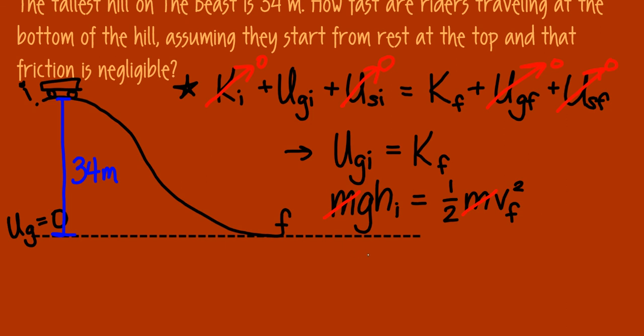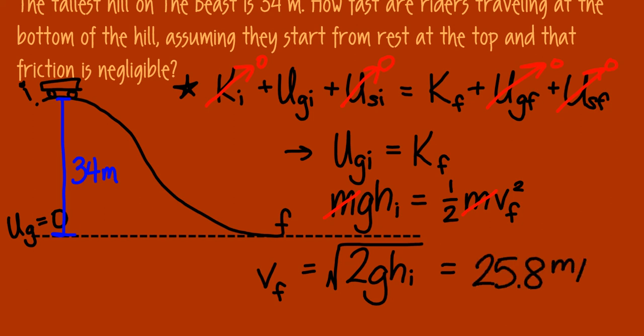Velocity is the thing I'm looking for, so to solve for velocity, I'll multiply both sides by 2, and then I'm left with final velocity squared, and so I'll take the square root. So that final velocity is the square root of 2 times g times the height. I plug those numbers in my calculator. I find that this is going at 25.8 meters per second, which is a reasonable speed for a roller coaster car at the bottom of its largest hill.